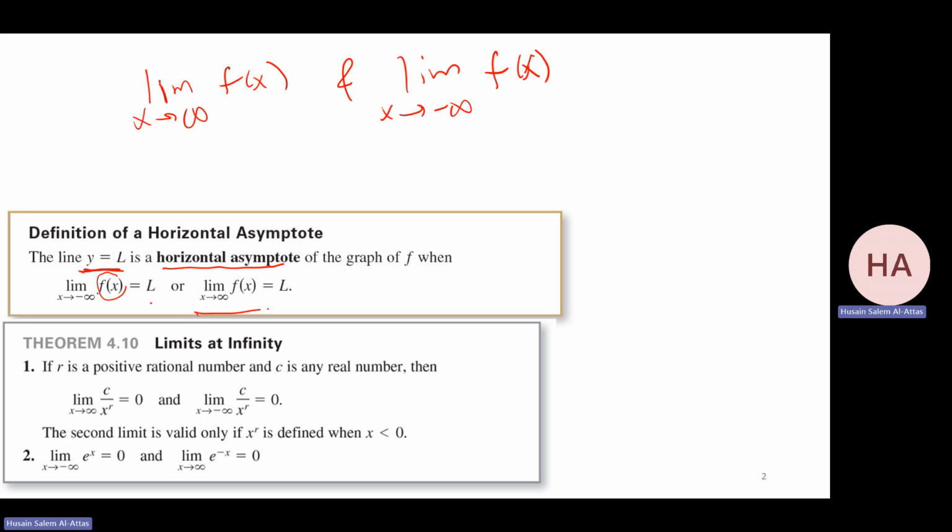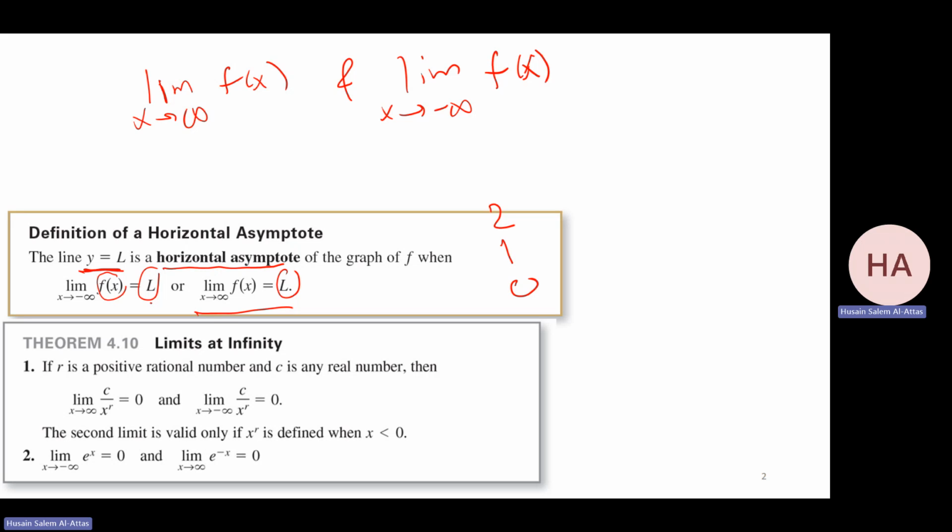That means what? These two, maybe they are the same, maybe they are different, maybe they do not exist. So the number of horizontal asymptotes is either 2, if these two are different values, 1, if one of them exists and the other one does not exist, or they are equal to each other, or 0, if none of these two limits exist. So these are the three possibilities for the number of horizontal asymptotes. Either we have 2, or 1, or 0.